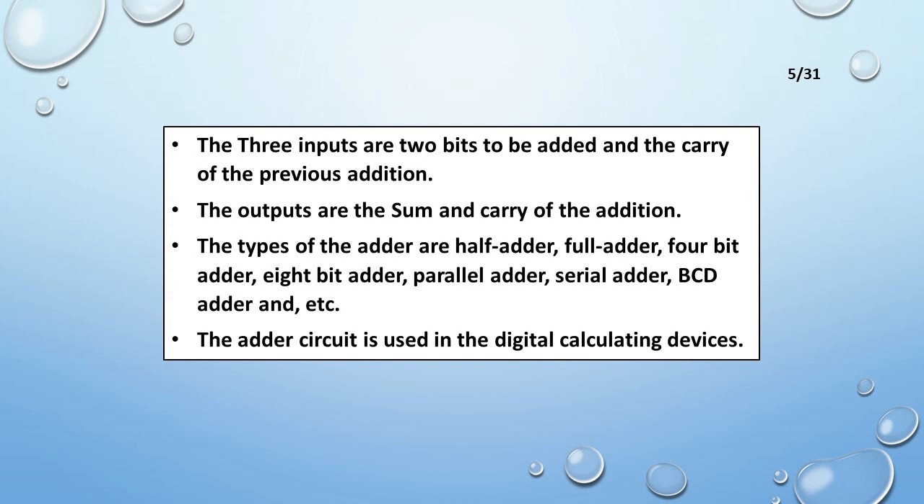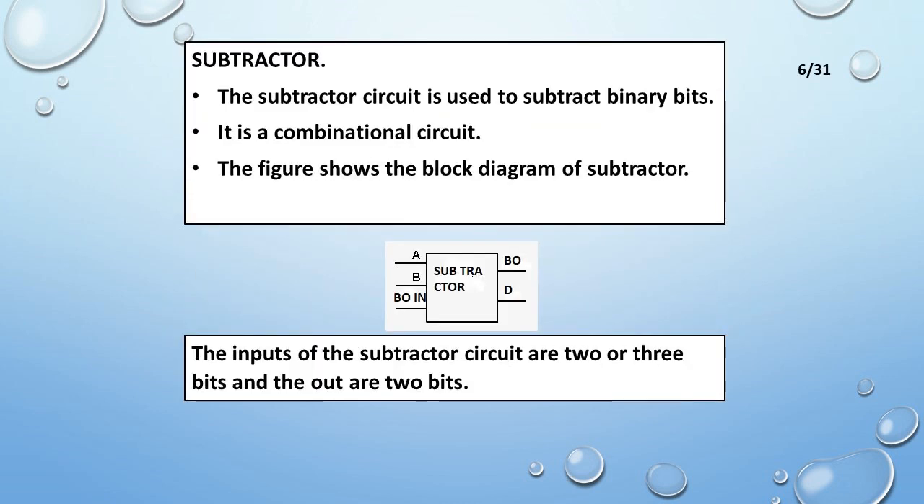The types of adder are half adder, full adder, 4-bit adder, 8-bit adder, parallel adder, serial adder, BCD adder and etc. The adder circuit is used in digital calculating devices.